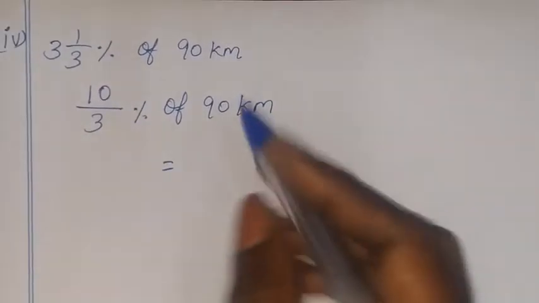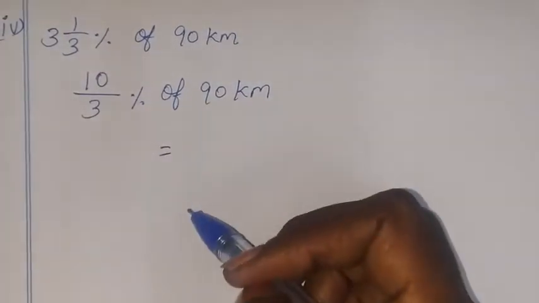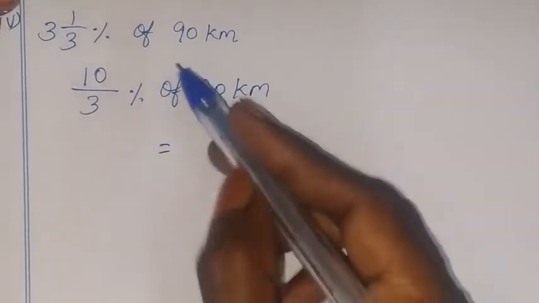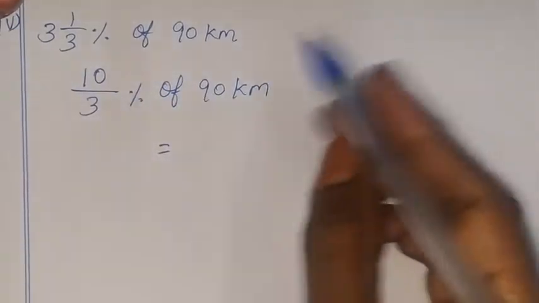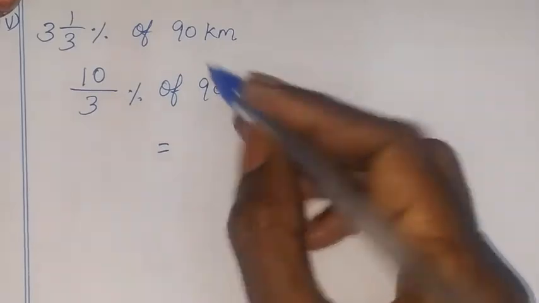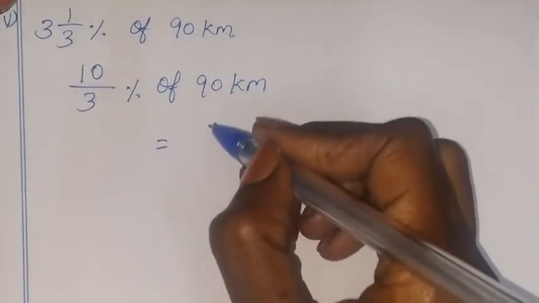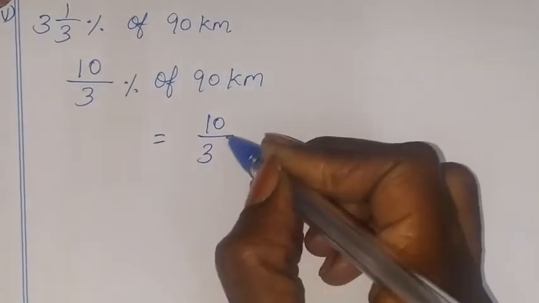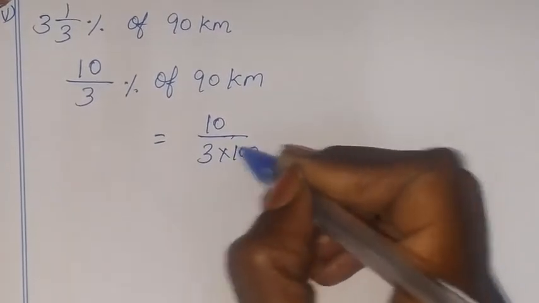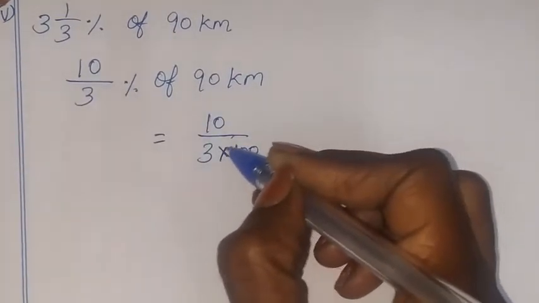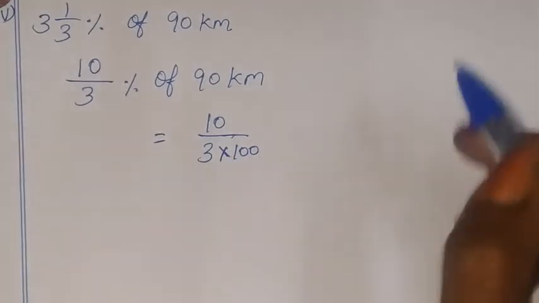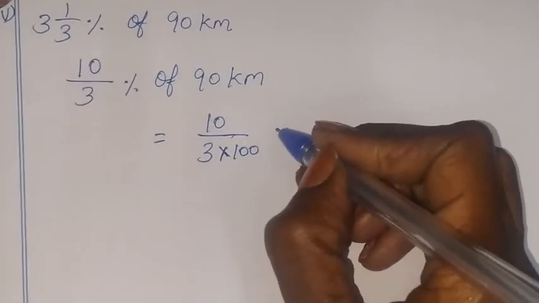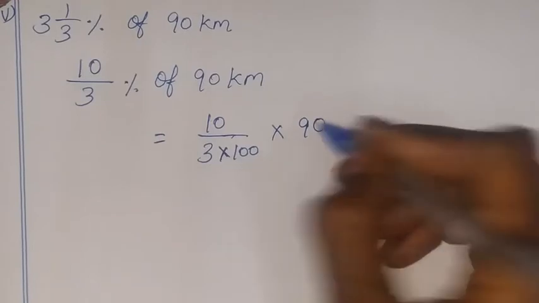So this is equal to, find the value of 10 by 3% of this total. We have to multiply both, the percentage with the total. So what is this percentage? 10 by 3% is 10 by 3 into 1 by 100. We have to divide it by 100, right? So in the denominator we have to write this 100 and then into the total value.